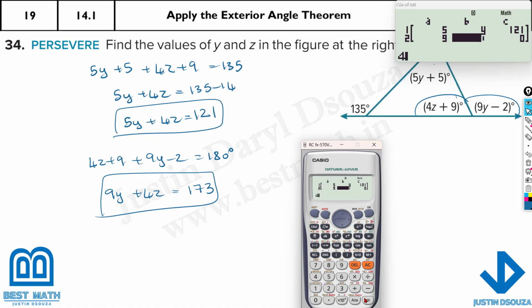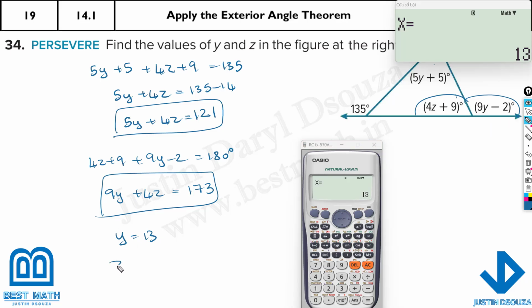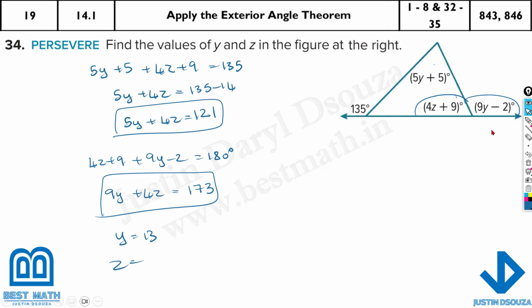Over here we have 9, 4 and then 173. Make sure it is a plus b equals c, so the variables must be aligned together. Y first, z second, equal to, and then the numbers. So here the first answer is 13. That is, y is equal to 13. The z value is whatever comes after that, which is 14. So we have z is equal to 14. That's the answer. Y is equal to 13, z is equal to 14.